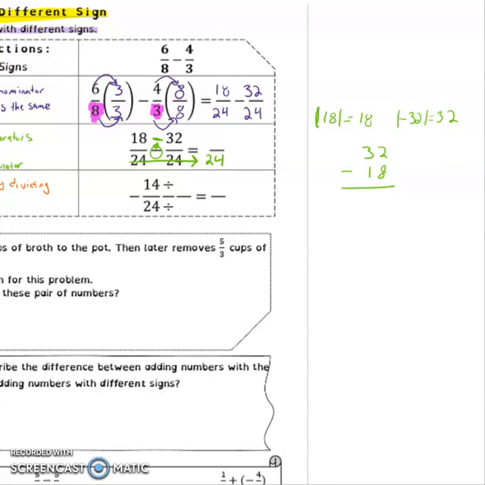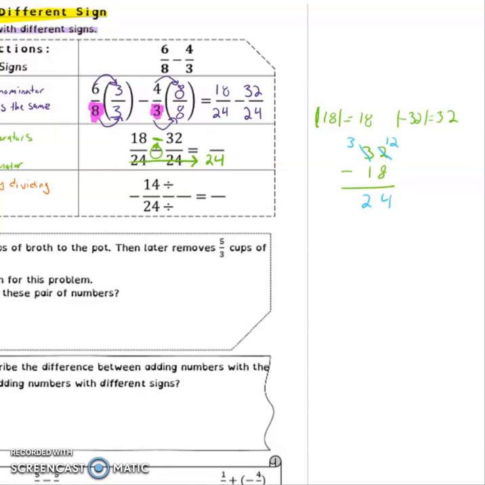I can't take 8 away from 2, so I have to borrow from my 3. So now I have 12 minus 8. That gives me 4. 3 minus 1 is 2, and to find out if it's going to be positive or negative, I need to see which one is bigger, 32 or 18.